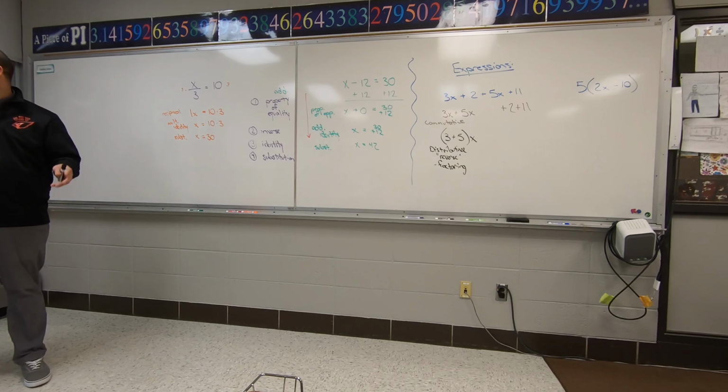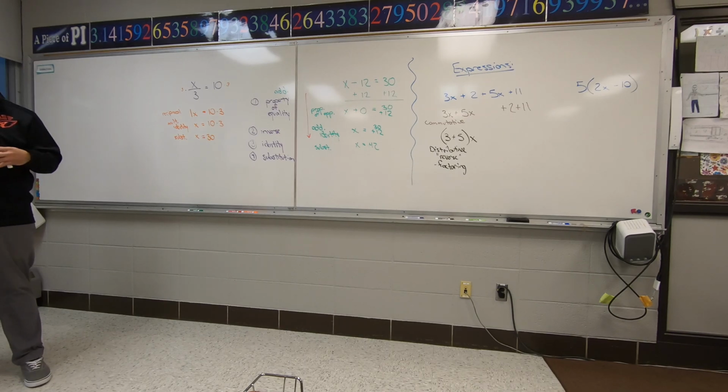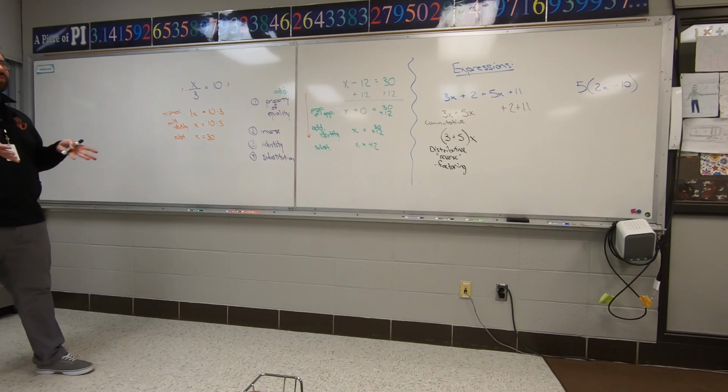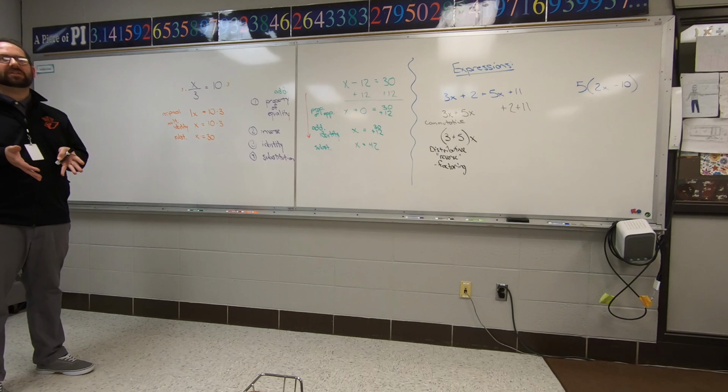Well, that's the property you distribute. You pull the x out. And so you're just looking at the numbers so they're side by side. Notice I haven't added yet. I'm just trying to get things in a position where the numbers can see each other.